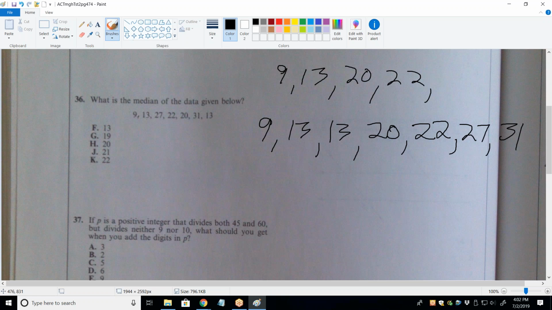So we have 1, 2, 3, 4, 5, 6, 7. Not a bad idea to do that, just to make sure you didn't miss any, like I was about to miss 13. So what's the median? The median is going to be 20. You take off that number. What's the median? Now it's 21.